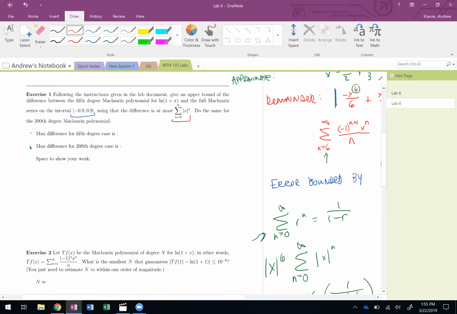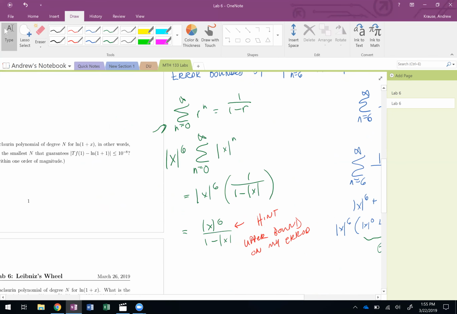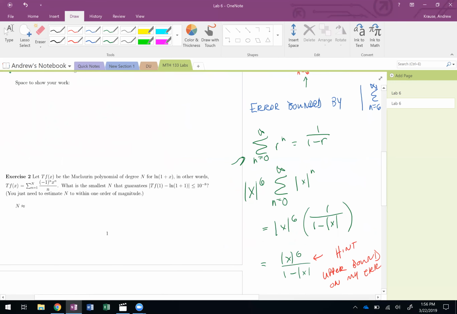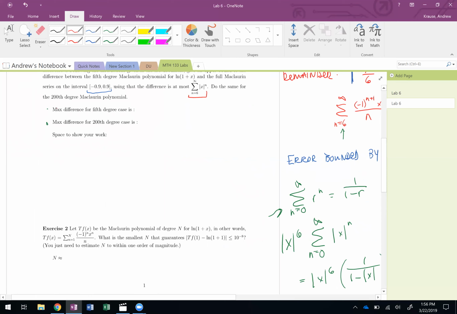So remember, we're going to go back to this window. I'm going from negative 0.9 to 0.9. I want to figure out what makes this error the biggest on that interval. And it's actually just going to be one of the endpoints. So in this case, you would have calculated your maximum difference by just plugging in 0.9 into that expression. So you would have done 0.9 raised to the 6th power over 1 minus 0.9.